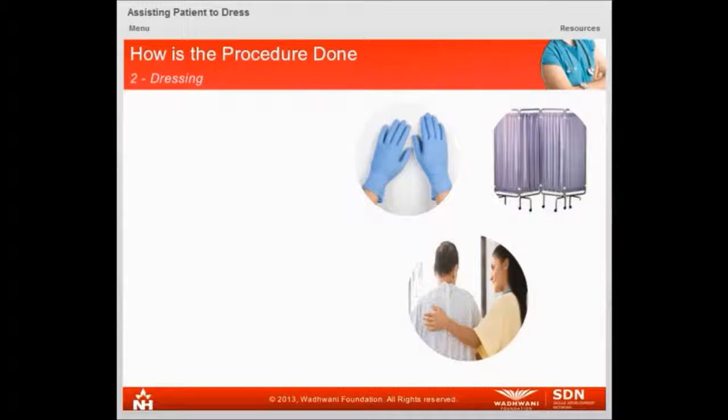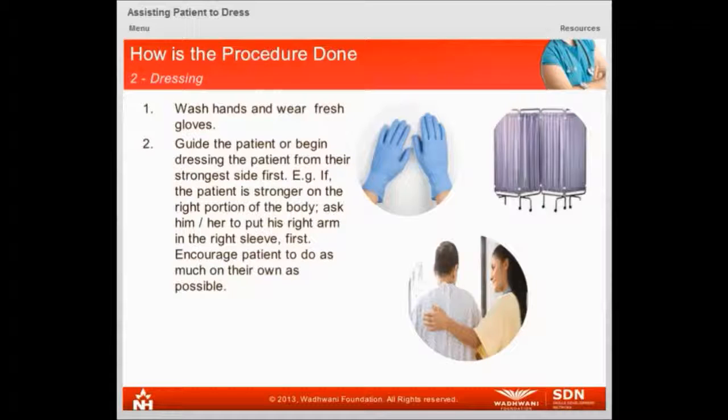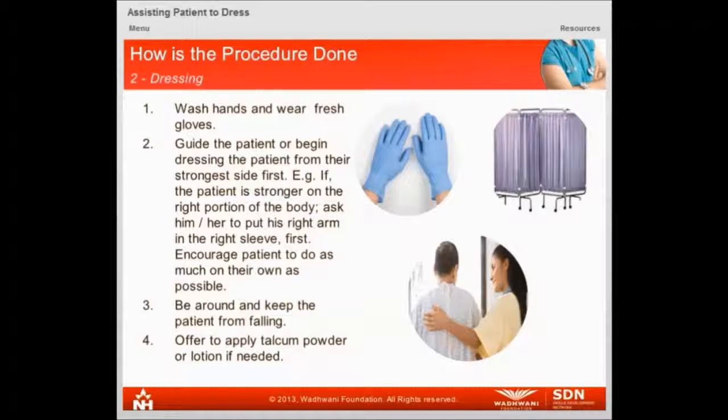2. Dressing. 1. Wash hands and wear fresh gloves. 2. Guide the patient or begin dressing the patient from their stronger side first. For example, if the patient is stronger on the right portion of the body, ask him or her to put his right arm in the right sleeve first. Encourage the patient to do as much on their own as possible. 3. Be around and keep the patient from falling. 4. Offer to apply talcum powder or lotion if needed.